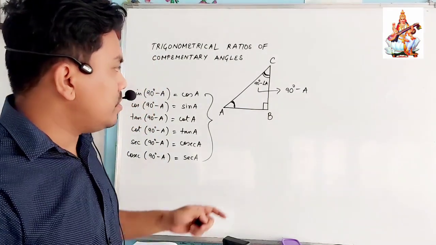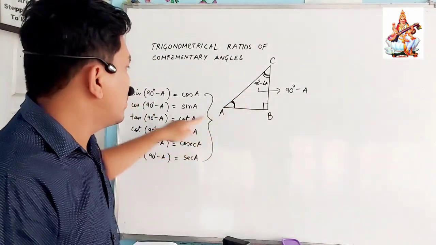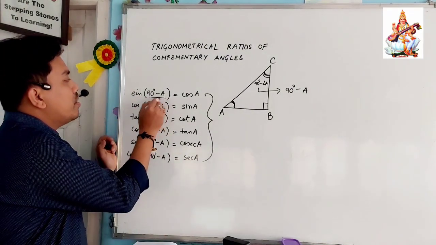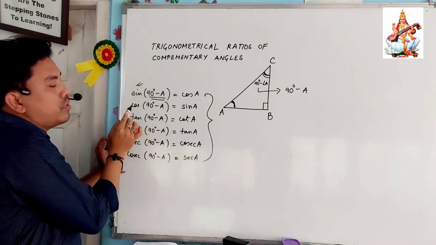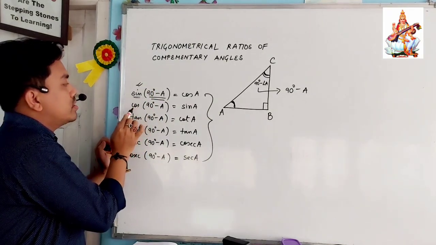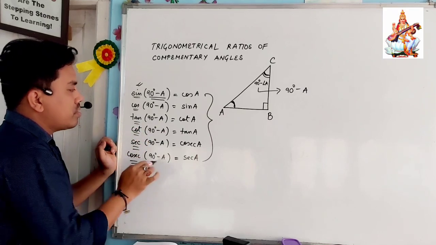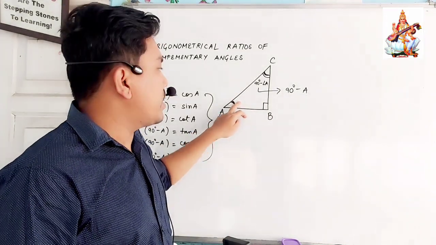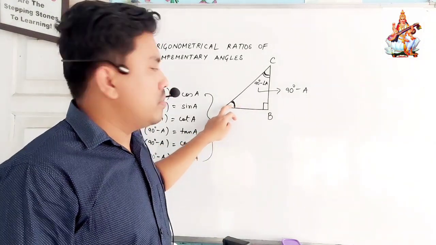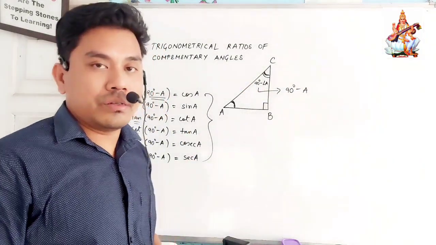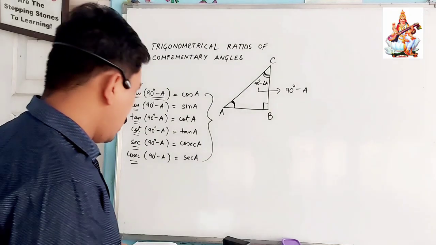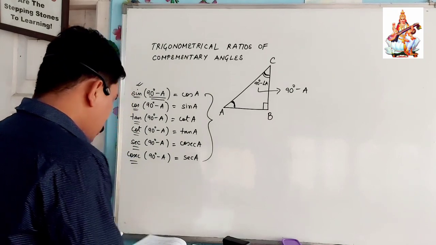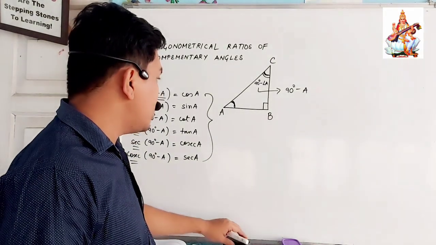So what we have done, we have got one formula in which we are finding the complementary of each and every ratio, all the 6 ratios: sine, cos, tan, cot, sec and cosec. Already we have done sine A, cos A, tan A. Now we are finding the complementary angles of each and every trigonometrical ratio. Now by using this formula we'll be solving the exercise. So now let's start the exercise.